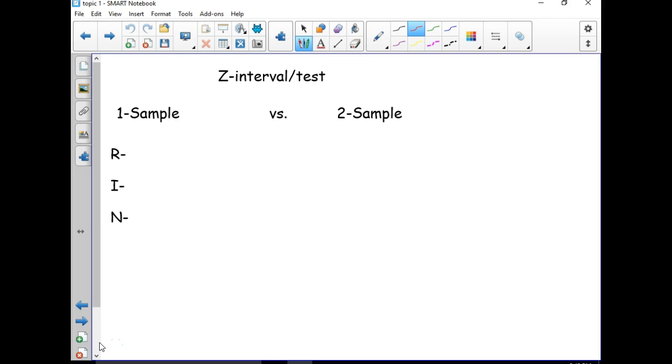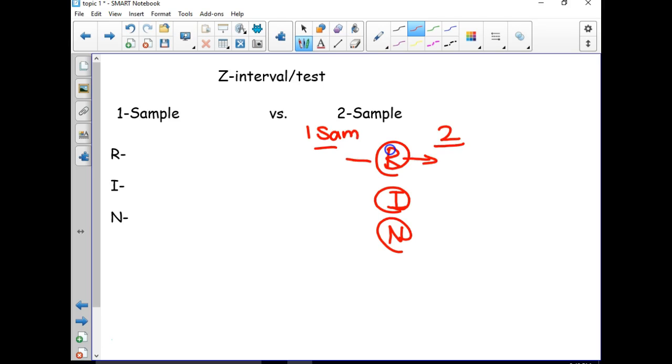Okay, so the only thing that's different with the 2 sample is I made my students write down R-I-N like this, and then they put 1 sample here, or population or whatever, and then the other one over here. And so you have to check for both. And then the catch is, with the I, it needs 3 arrows.